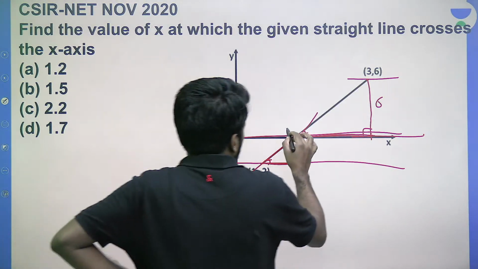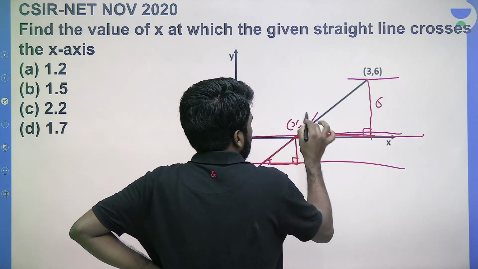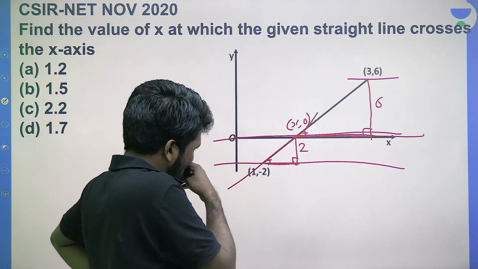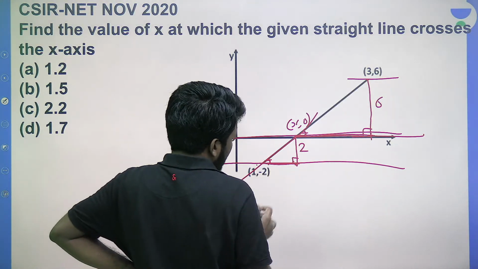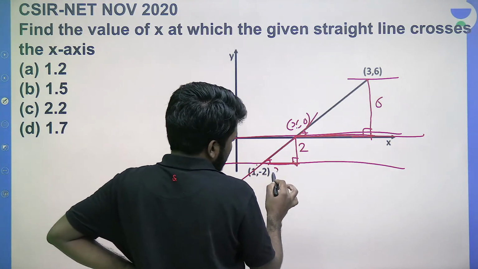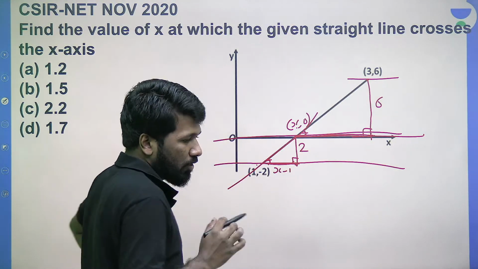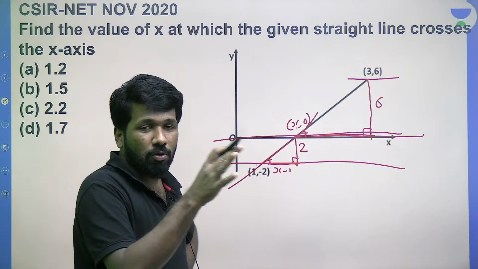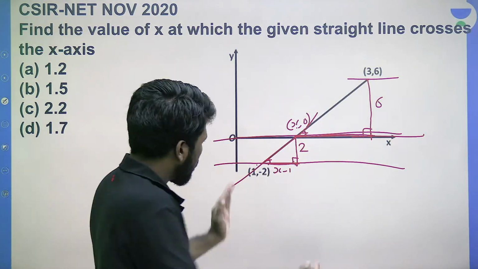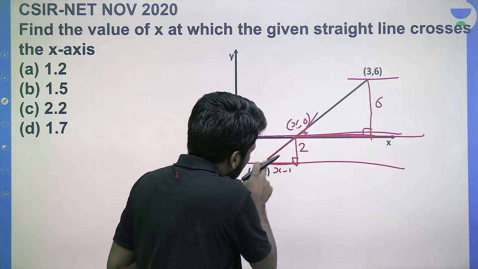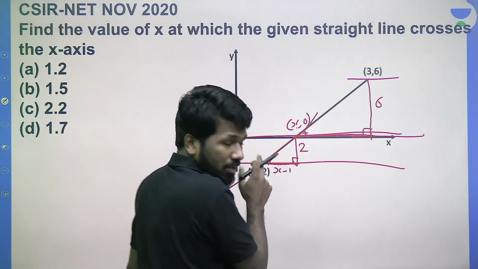Yeah, we can take this point as x, 0 itself. So this distance we can take as x minus 1 now. Are you all understanding x minus 1? For this purpose, I have taken all the previous examples, the horizontal distance, vertical distance idea. Horizontal distance between these two will be the x difference, now x minus 1, right?